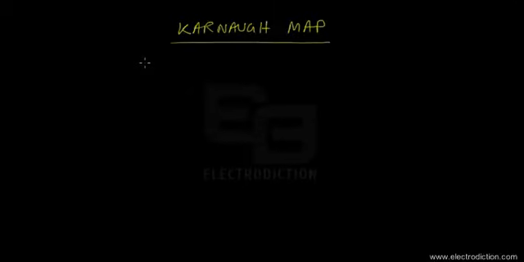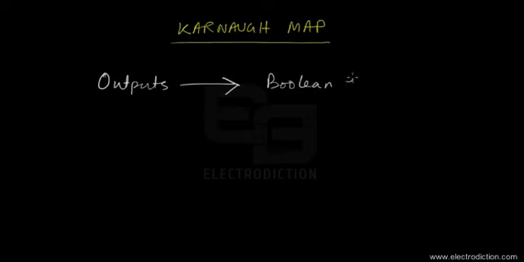Welcome to a tutorial on digital electronics, and in this tutorial video we're going to discuss the Karnaugh map. As you all might know, the outputs of a digital circuitry or a digital system can be expressed as certain Boolean expressions.